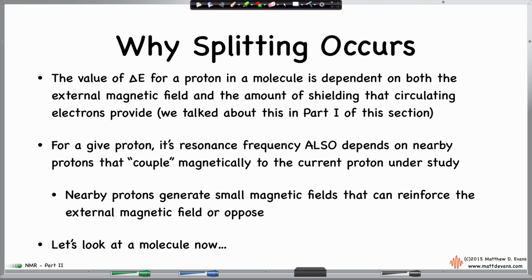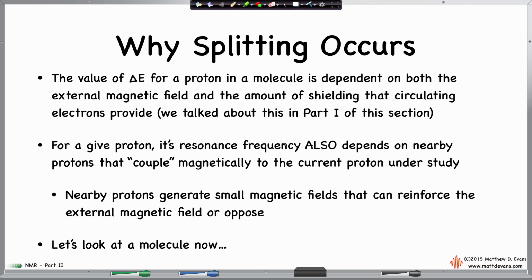All right, so that's how it works. Why does splitting occur? And this is more complication to the picture that is NMR. We've already talked quite extensively in NMR discussions about the value of delta E, the gap between the alpha spin state and the beta spin state. It is dependent on both the strength of the external magnetic field and the amount of shielding that the circulating electrons provide. We talked about this quite a bit, and that gives rise to chemical shift. That's why there's differences.